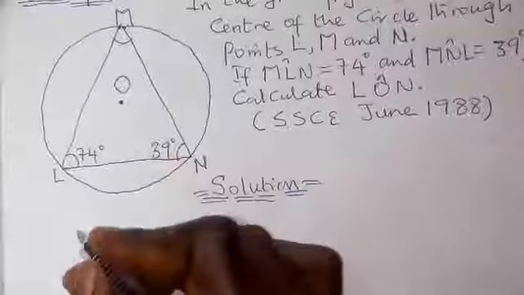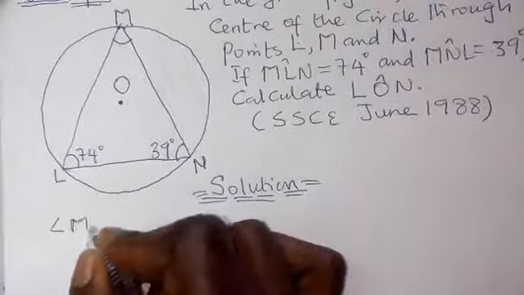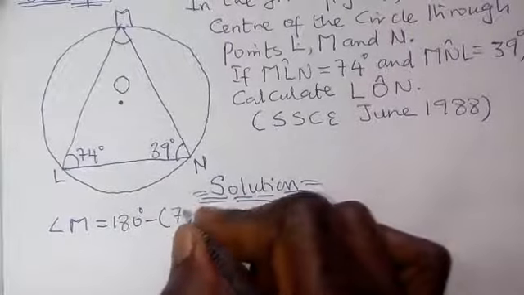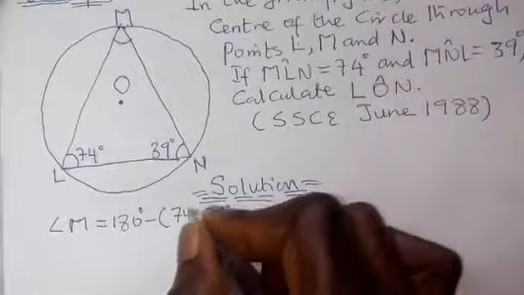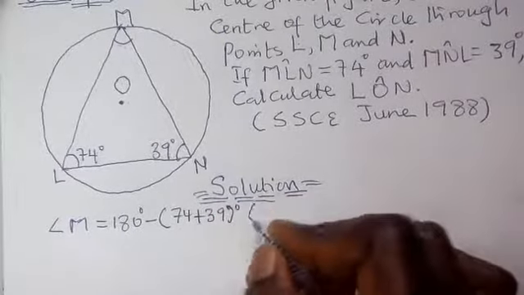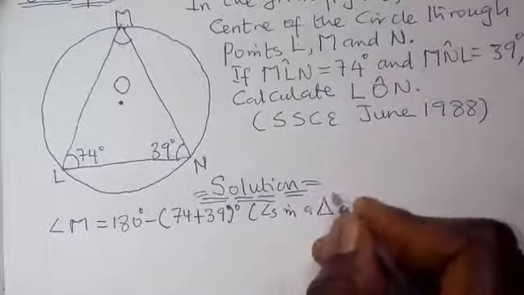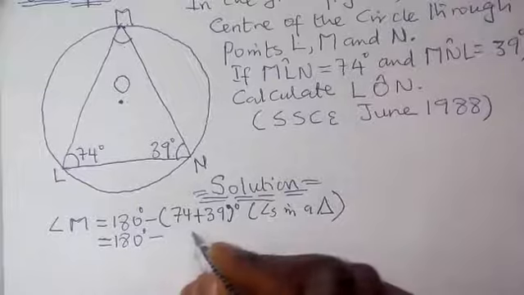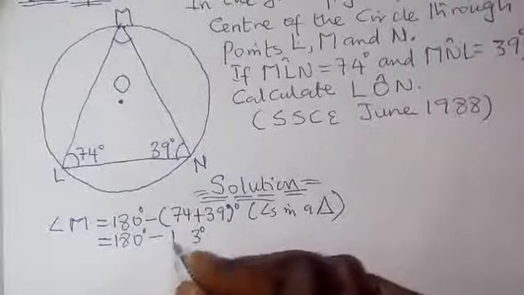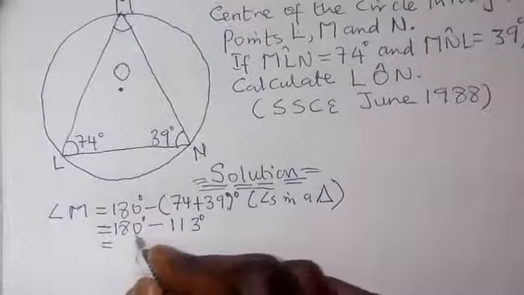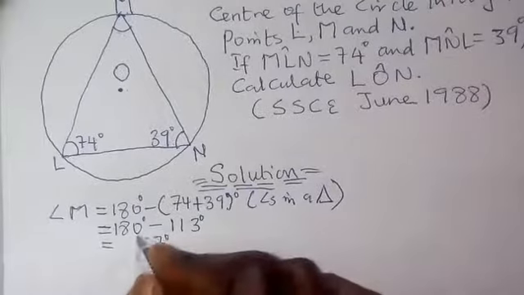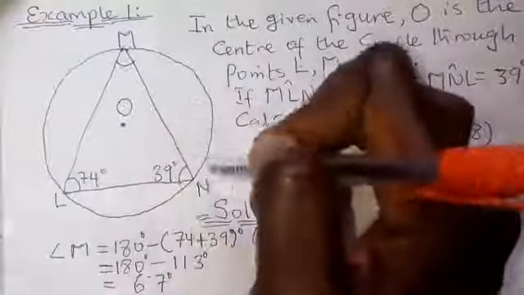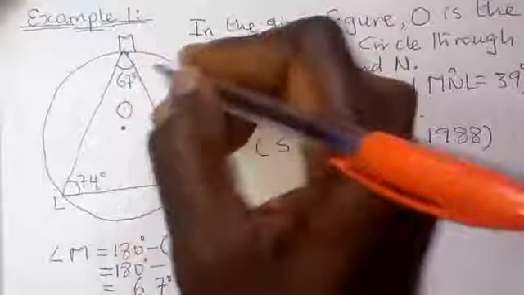So I'm going to make this very short. I'll write here that our angle M would become 180 degrees minus the sum of 74 and 39, all in degrees. Angles in a triangle. If we go on to solve this, we have 180 degrees minus, if we add these two together, 113 degrees. Subtracting, we have 67 degrees, which means that our angle LMN will become 67 degrees.